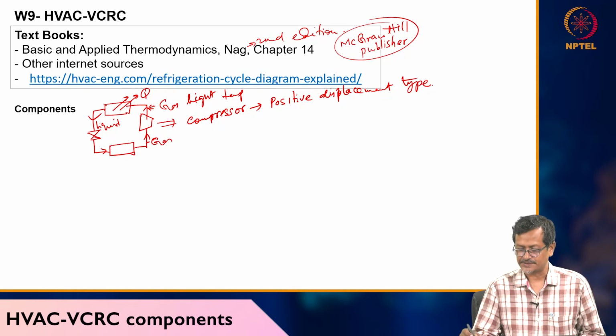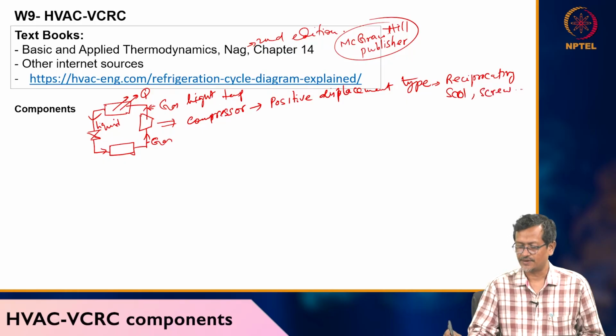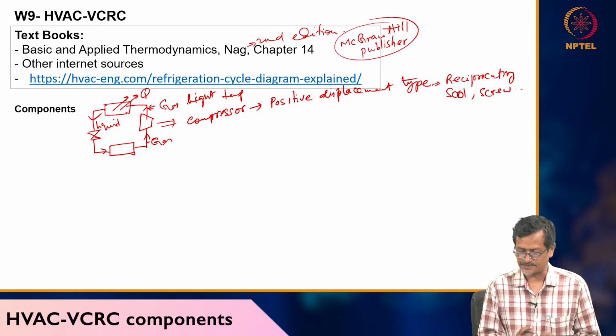That's why people normally use a positive displacement type compressor. It has several types. One will be reciprocating type, another can be scroll, volute, scroll type, then screw type. There are many types of positive displacement compressors, and any one type can be used. For very small applications and very small systems, a scroll or reciprocating compressor will be used.